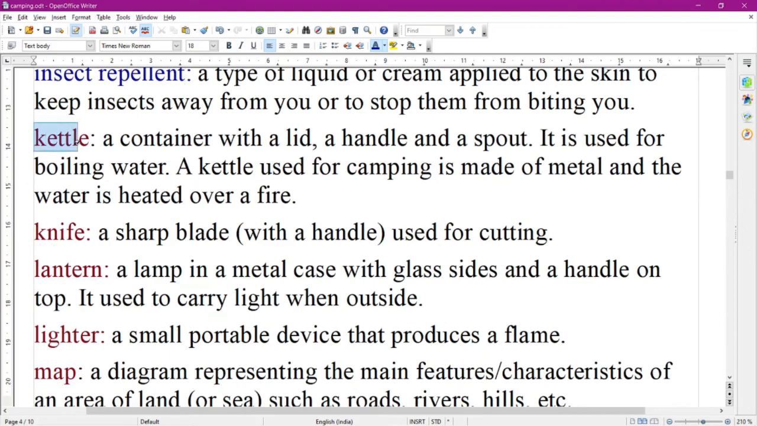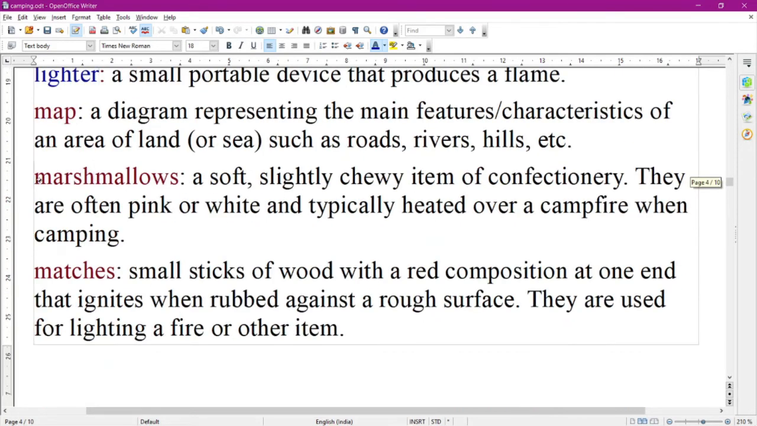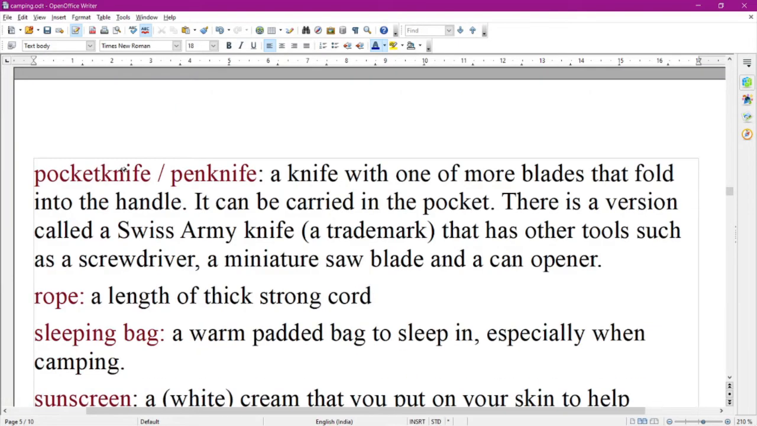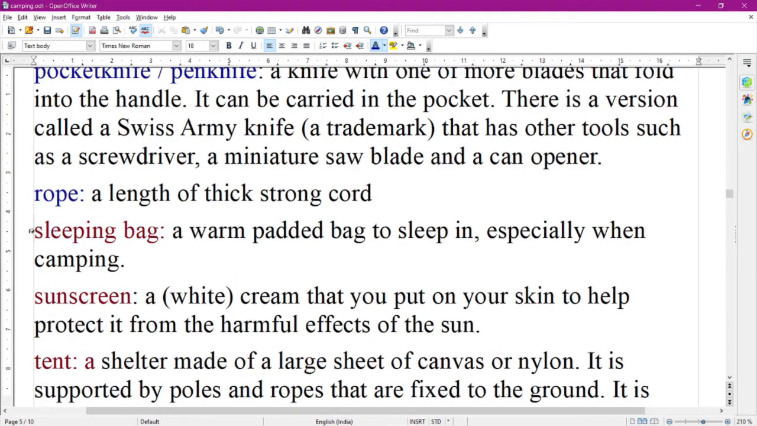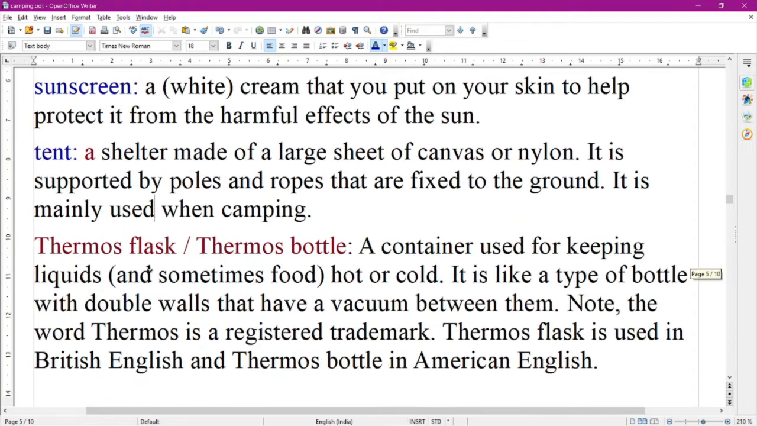Kettle, knife, lighter or matchsticks, marshmallows, matches, pocket knife or pen knife, rope, sleeping bag, sunscreen, tent. These are common things which you might already know the meaning of, so I am skipping the details. Thermos flask or thermos bottle.